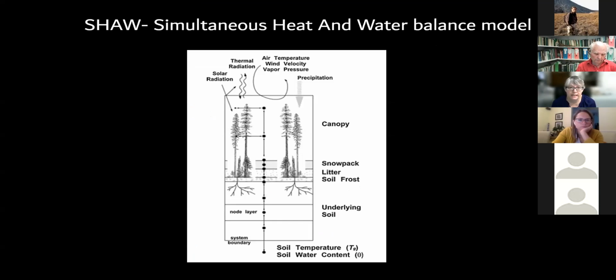And I'll just say that Shaw is a full hydrology model. And it's user defined in the sense that it estimates heat and water balance at all these different nodes through the canopy and then through the soil profile, and you can determine how many nodes you want. So I think we have about 30 nodes where it measures soil moisture in the soil profile, the rooting profile, and then another 20 below the rooting profile.